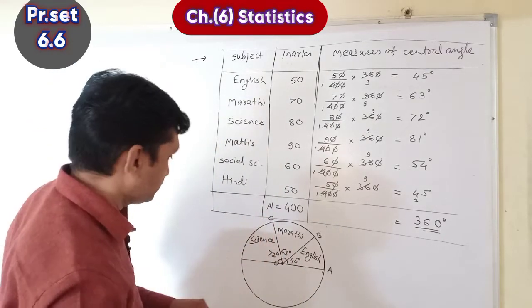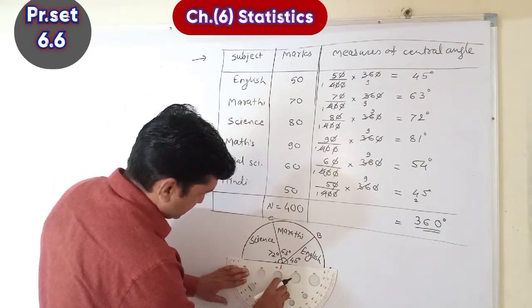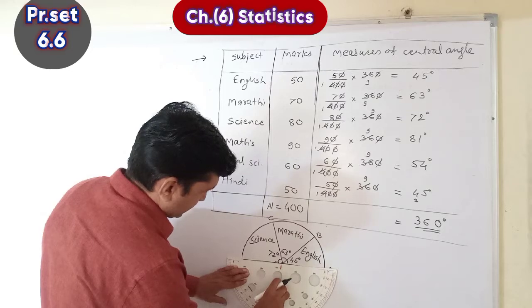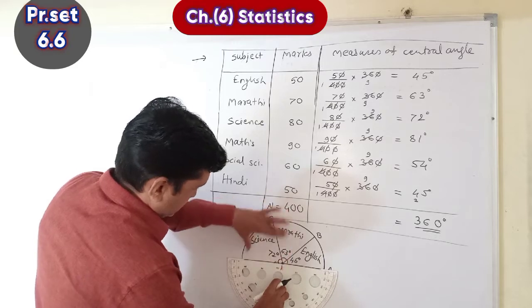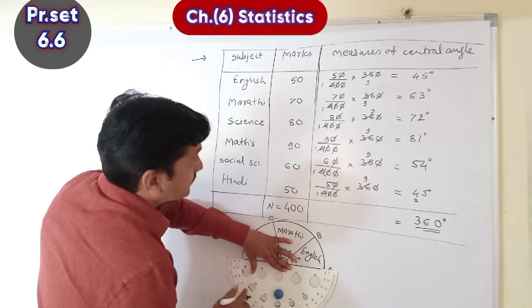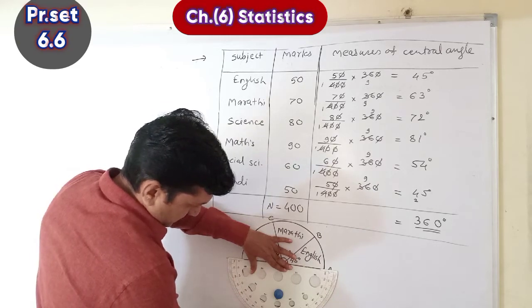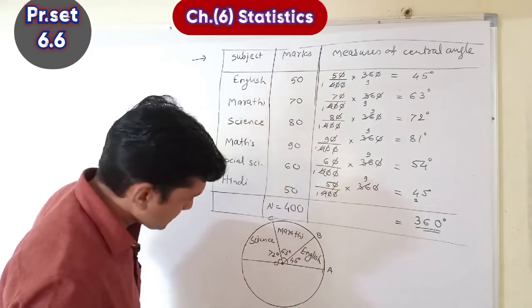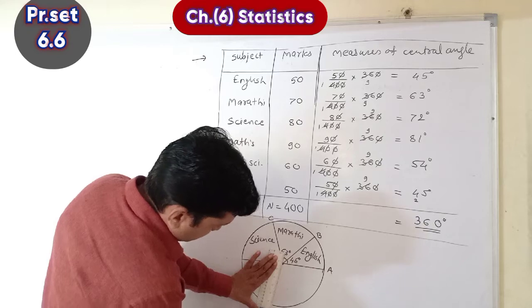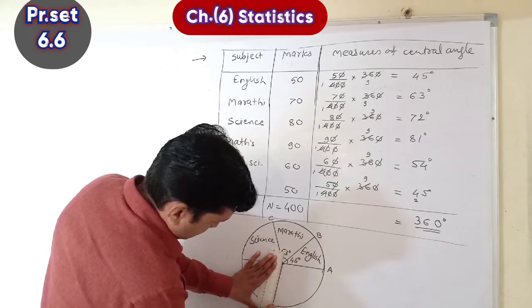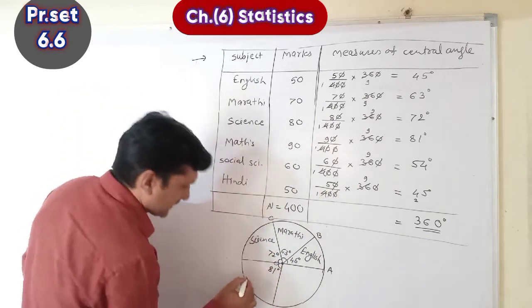After that 81. Now keep like this protractor downwards. Okay. How much? 81. 80 is here, 81. Here is 81 degree. Subject is maths.